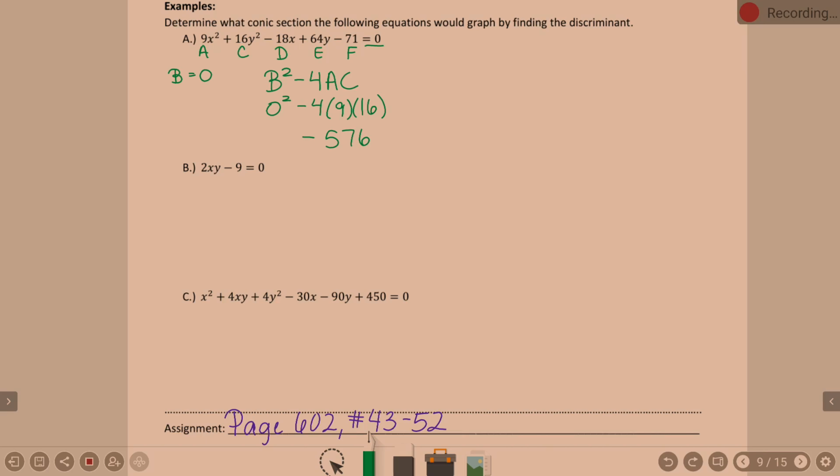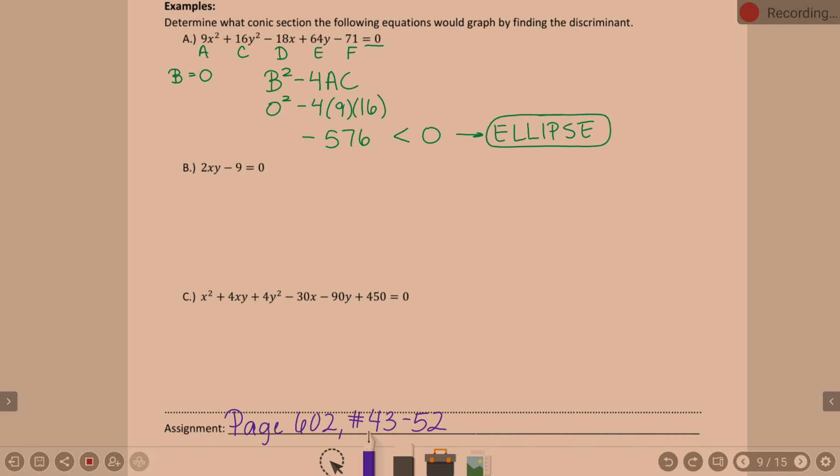What do you know about negative 576? It's a negative, it's less than 0. And so what is this? This is an ellipse. And for the record, it's an ellipse, not an eclipse. It's an ellipse. And you laugh, but I will see that on somebody's homework tomorrow. Someone will call them eclipses instead of ellipses. Just saying. Maybe not since I pointed it out now, but these are ellipses. Okay. Questions on A?